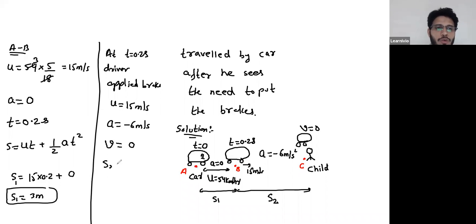I have to calculate displacement during the interval when velocity changed from 15 to 0. Can you suggest the appropriate equation to calculate displacement? Which equation would be most appropriate out of the first three? Sania, first, second, or third? Third. Why? Why not first or second?